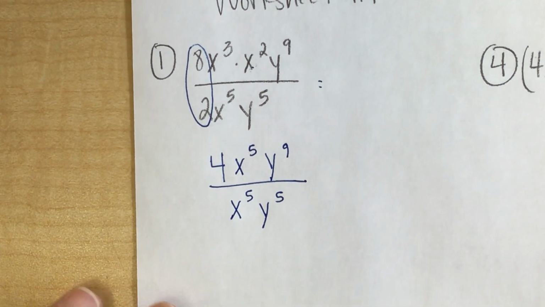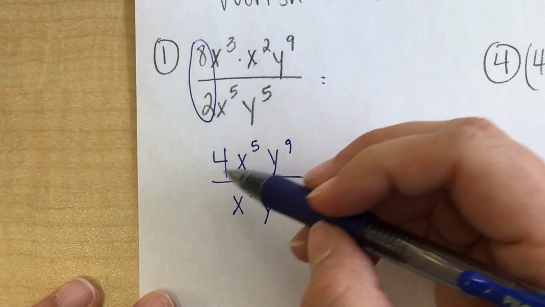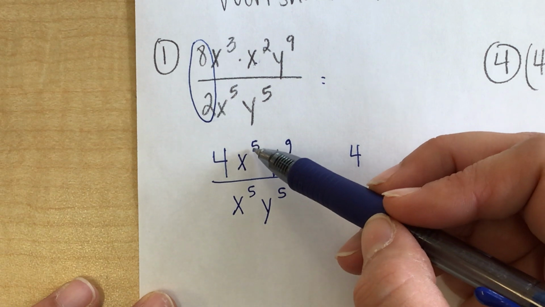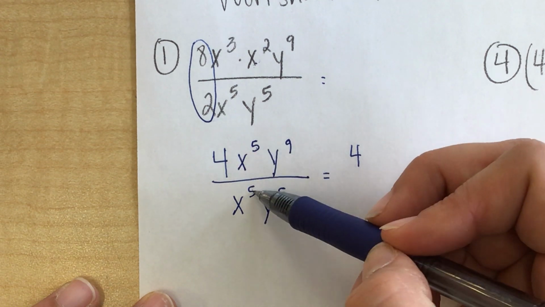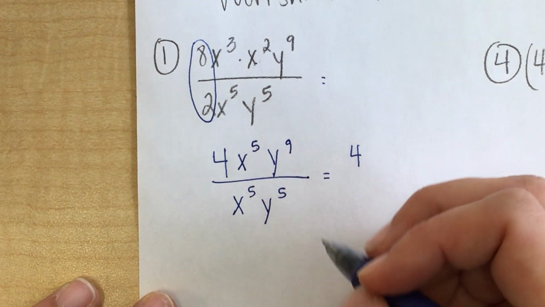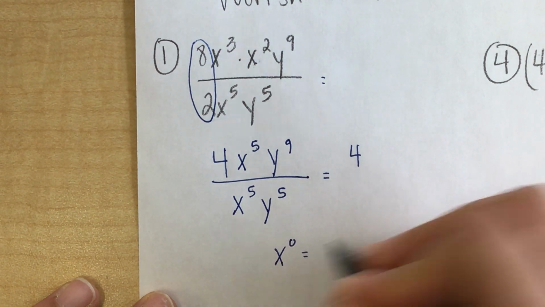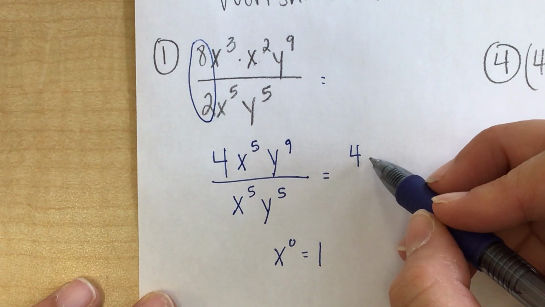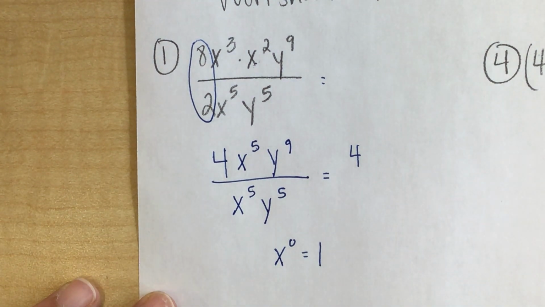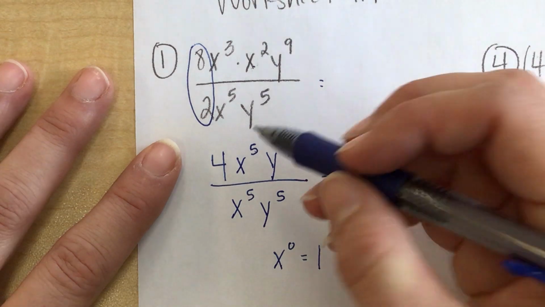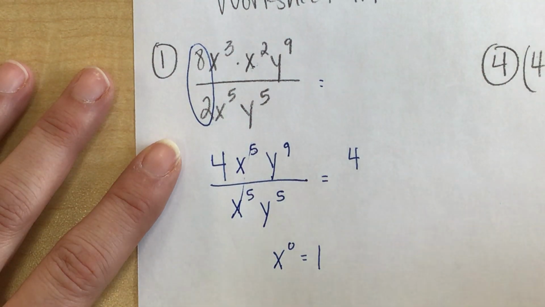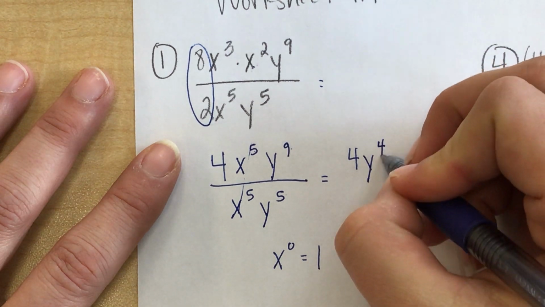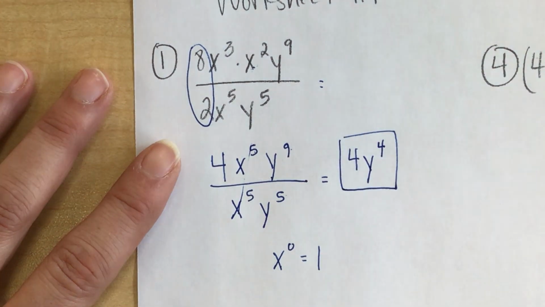All right, now we're going to simplify even further. There's nothing I can do. There's no other numbers, so 4 stays there. Now, when we're dividing, we subtract these. So 5 minus 5 gives me 0. So I have x to the 0, and we just said anything raised to the 0 power is 1. But I don't need to put a times 1 here because 4 times 1 is just 4. So basically, these eliminate. Okay, all right, and then we subtract 9 minus 5, and that gives me y to the 4th. So this is your answer.